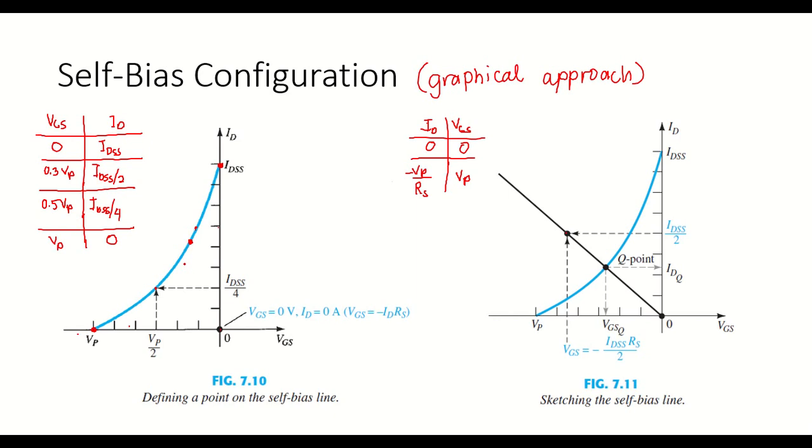And then our third point is when our VGS is equal to 0.5 VP, or VP over 2, our ID will be equal to IDSS over 4. And the last one, when our VGS is equal to VP, our ID will be equal to 0. So, connecting the points, we get the transfer characteristic curve of the circuit.